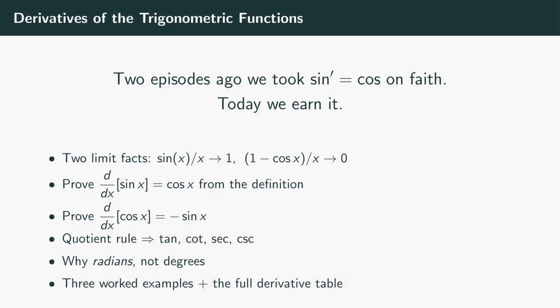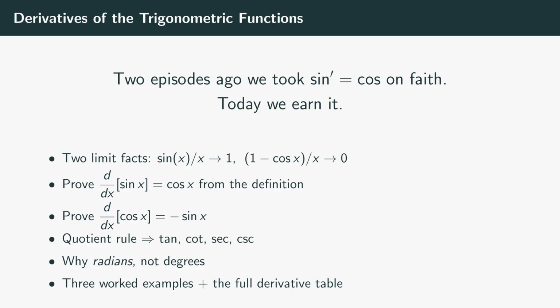Starting from the limit definition of the derivative and the sum of angles identity for sine, we'll derive that the derivative of sine really is cosine, that the derivative of cosine is minus sine, and that the four remaining trigonometric functions, tangent, cotangent, secant, and cosecant, fall straight out of the quotient rule.